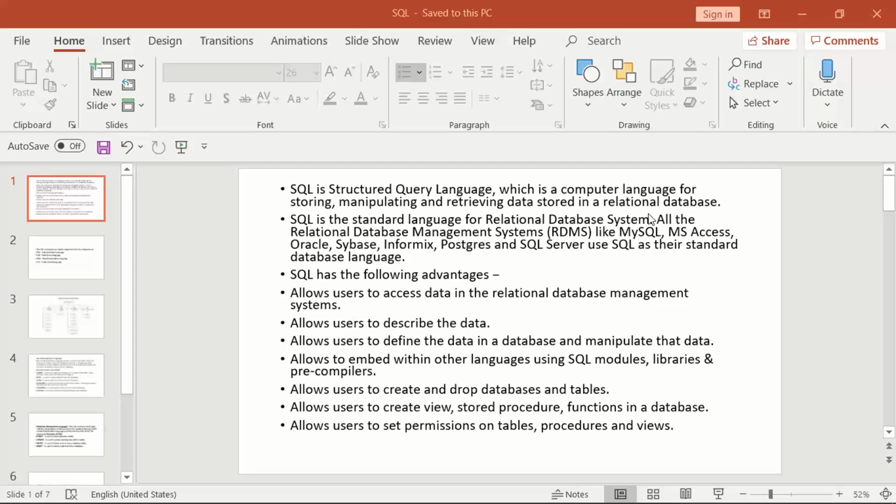Today we are going to start a new topic called Structured Query Language, in short SQL. So, what is a structured query language? It is a computer language, not in general like your C or C++. It is specifically used for database.